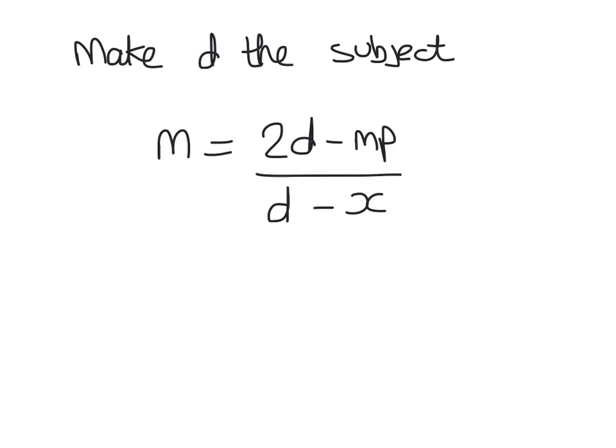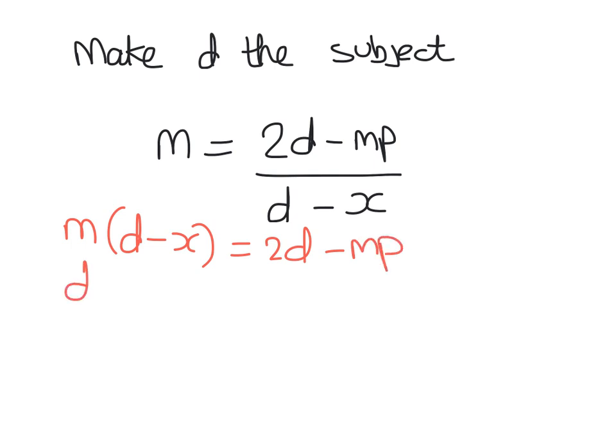And finally, we've got m equals 2d minus mp over d minus x. The d minus x has to be multiplied by m, so that would give me m bracket d minus x equals 2d minus mp. So that gives me dm minus mx equals 2d minus mp. Now I'm trying to make d the subject, so anything with a d needs to be on the left hand side.